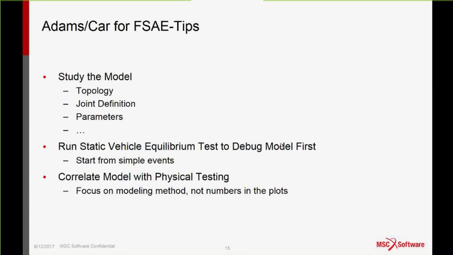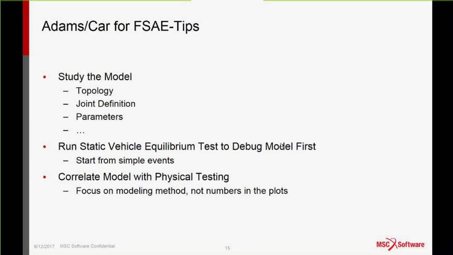A lot of students have trouble running simulations like acceleration, braking, or turning, but what they're missing is that they didn't even run a static equilibrium before going to more complex simulations. A lot of the time they didn't set up the car realistically, for example the weight distribution. If you have a 0-100% weight distribution, it's going to totally mess up the model. So you really need to be careful. Start with something simple and then do more complex simulations later.